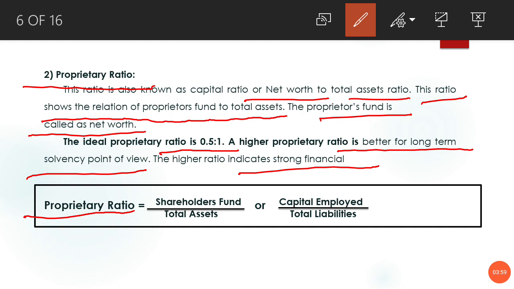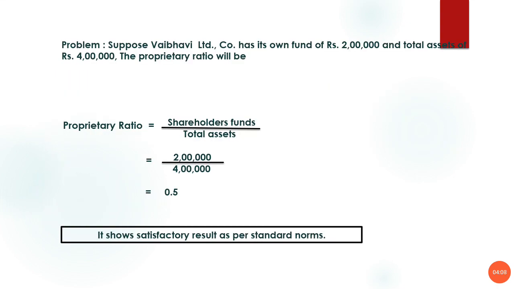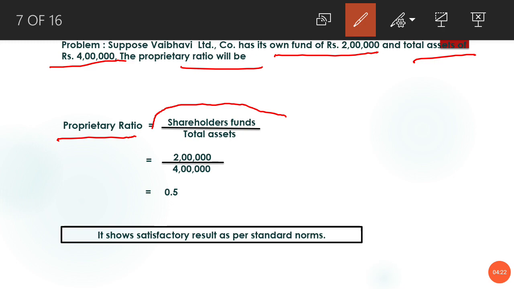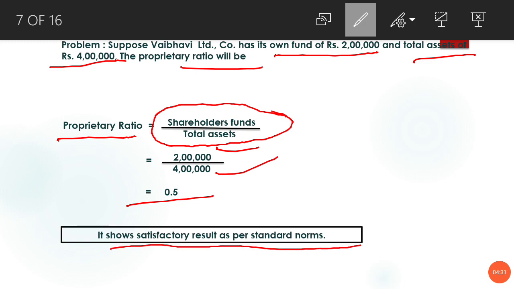The following formula is used to calculate this ratio. Proprietary ratio is equal to shareholder fund divided by total assets, or capital employed divided by total liabilities. Problem. Suppose Vaibhavi Company Limited has its own fund of rupees 2 lakh and total assets of rupees 4 lakh. The proprietary ratio is equal to shareholder fund divided by total assets, 2 lakh divided by 4 lakh, which is equal to 0.5. It shows a satisfactory result as per standard norms.